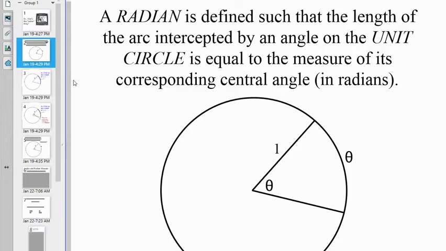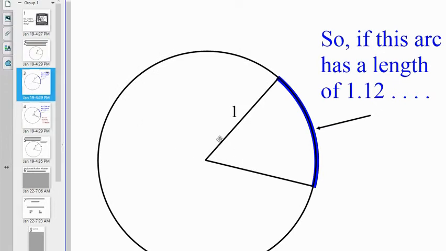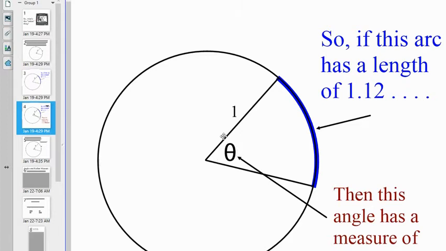If I'm on the unit circle, you know it, you love it. The unit circle looks like this. And a radian is defined as this distance, not the straight line distance, but this curved distance along the unit circle. If I have an angle of, well, 1.12, that means this distance is 1.12. So if this distance is 1.12 on the unit circle, then that measure, this radian measure, is 1.12.